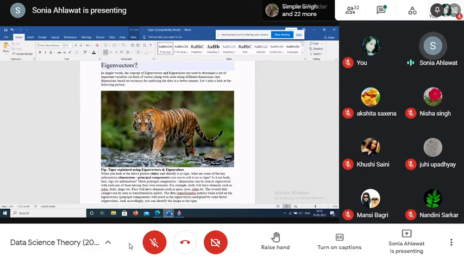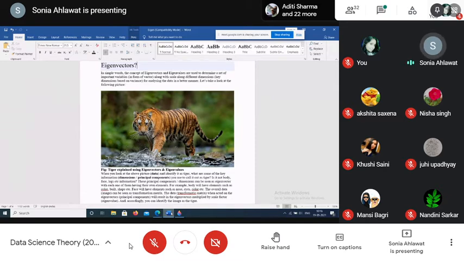Fine. I can't only say that by looking at the stripes I got to know that this is a tiger, because even a zebra has stripes. But the color of the body is different. It is having white along with black stripes, while the tiger has black stripes only. So there are certain principal components that are being used.